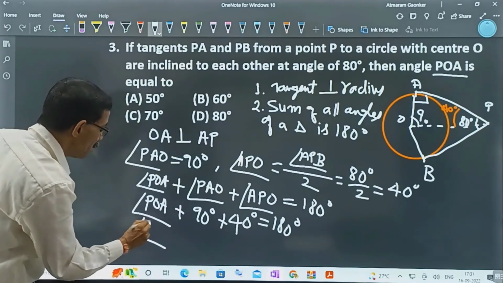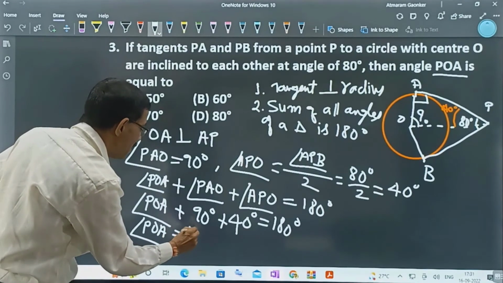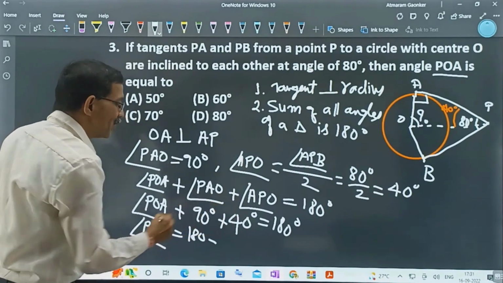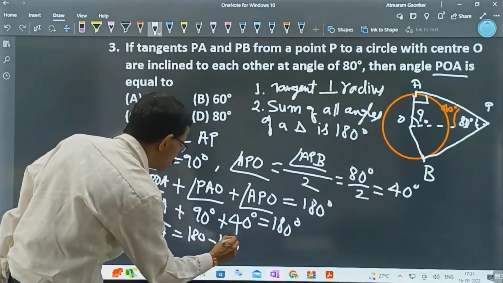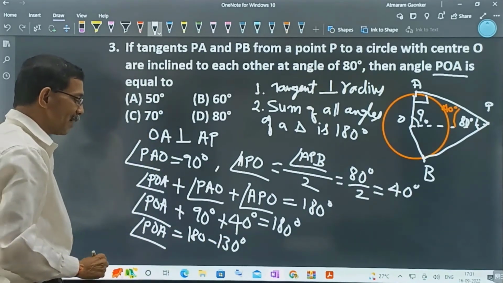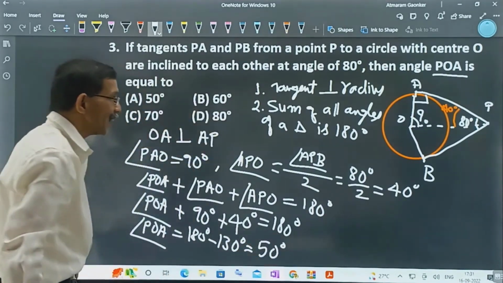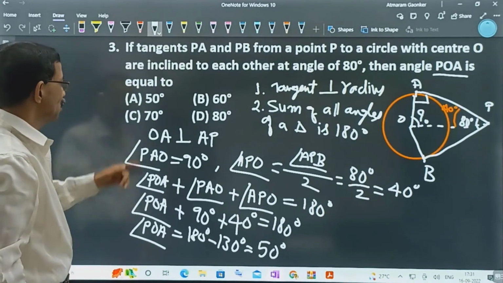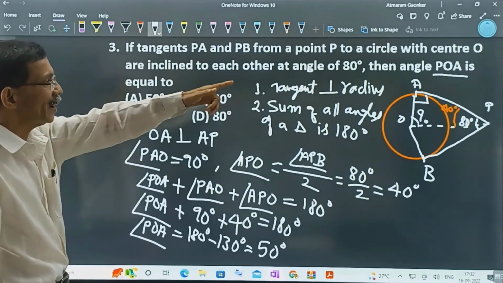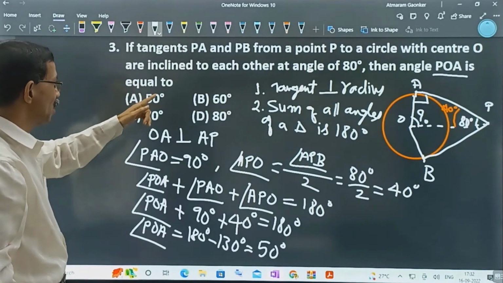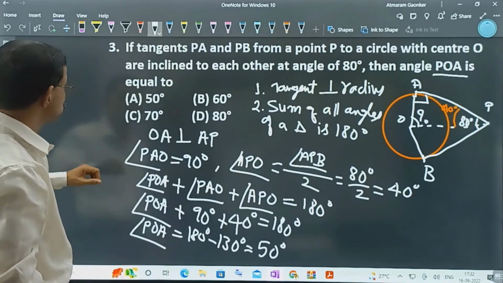So angle POA is equal to 180 minus 90 plus 40, which works out to be 130. So 180 minus 130 degrees works out to be 50 degrees. So the answer is 50 degrees. So A is the correct option, because the angle POA works out to be equal to 50 degrees. Let's go to the next question.